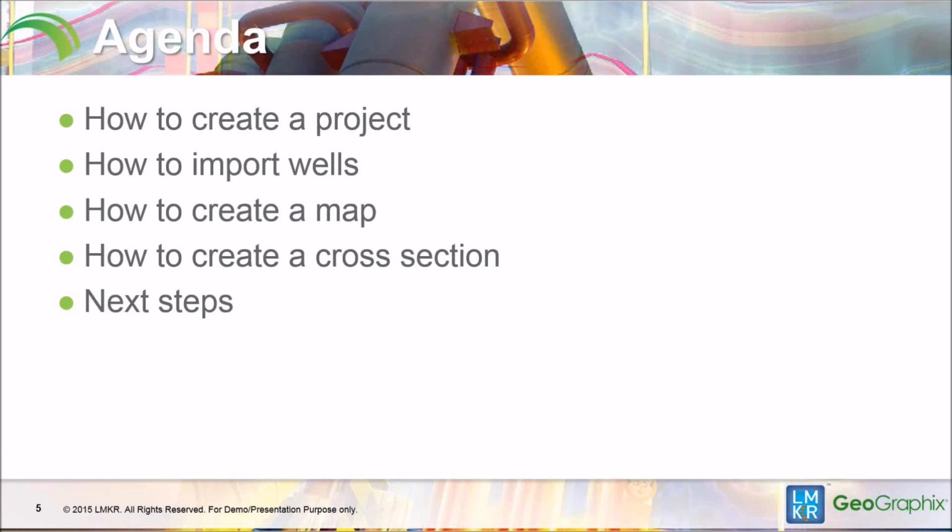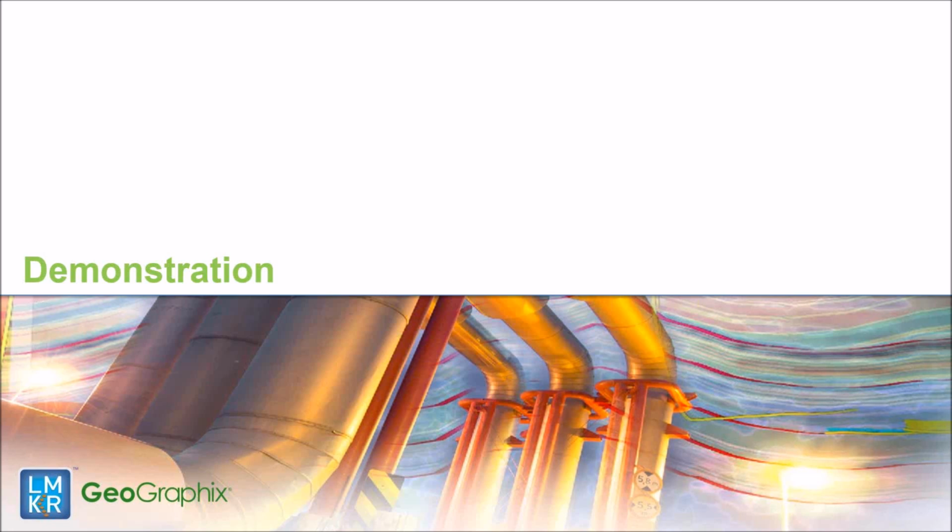Now for today's webinar. So first of all, we are going to create a project by using the GeoGraphix Project Explorer, and then we are going to import different well data types into our GeoGraphix project, and then we'll be creating some maps using our GeoAtlas module, and then finally we'll create a cross section using the SmartSection module. And then after that, we'll take your questions, and then we'll move forward to the next steps that Adnan will brief us again.